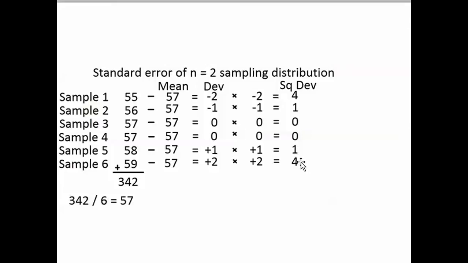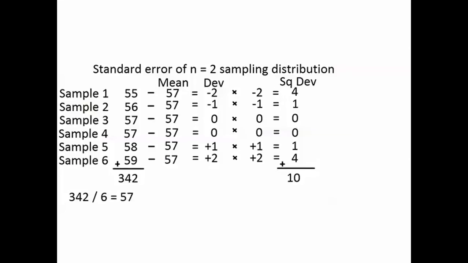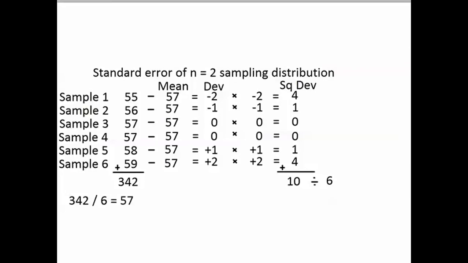Now that we have our square deviation column, we need to do the next step in the standard deviation formula, which is finding the mean of the square deviations. To do that, we add the square deviation column, and we divide by the number of squared deviations. And there are 6 of them, so we divide by 6.